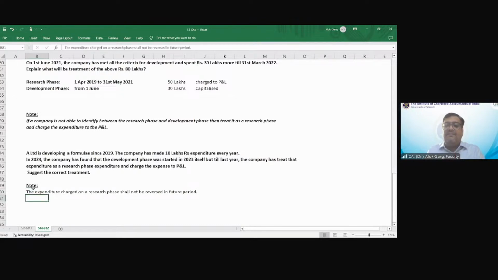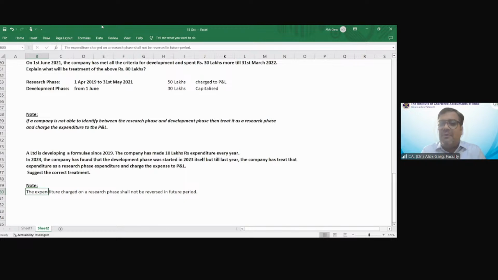Right? If you have recognized some expenses considering it was a research phase expenditure, and now you have determined that, oh, my development phase was started in the last year itself. You cannot reverse the last year expenditure. You cannot reverse the expenditure recognized in the P&L. You cannot reverse in the future years, right? This is which is written in the standard. Okay. Is that clear, my dear friends?